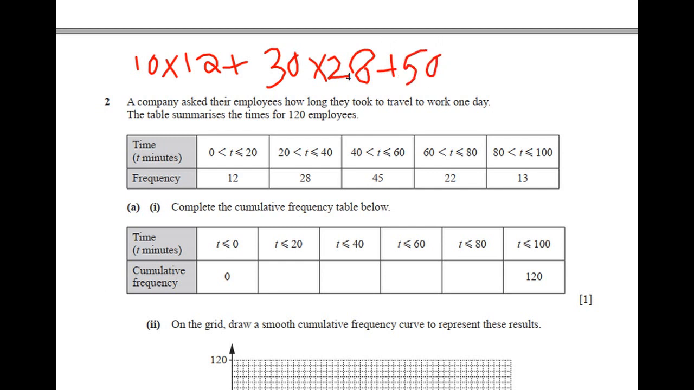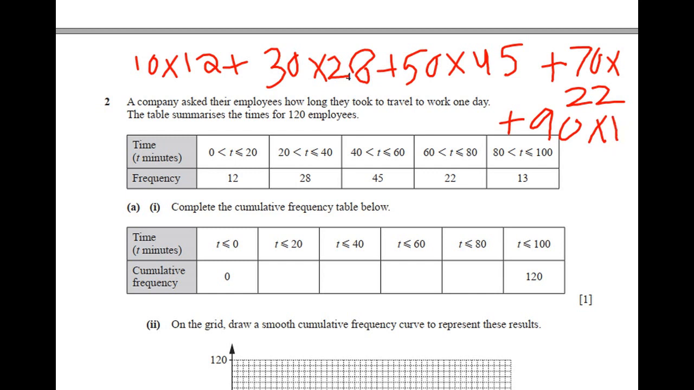plus 70 times 22 plus 90 times 13 and divide by the total frequency, which is 120 employees. So this should give you 49.3 rounded off answer.